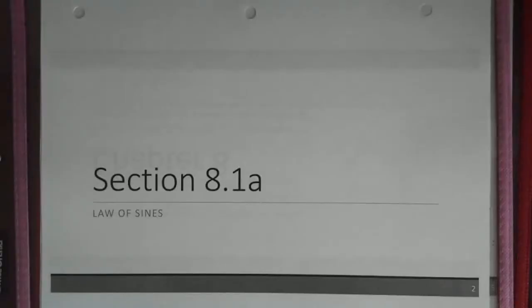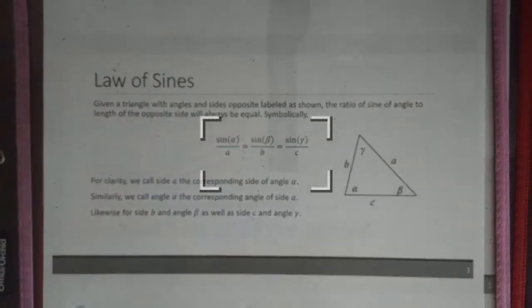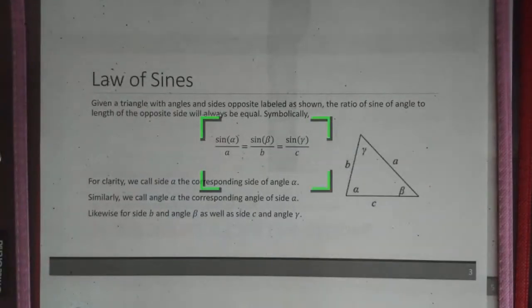In this video, we'll be looking at section 8.1, which covers the law of sines. The law of sines is a way that's going to help us solve triangles. If we are given a triangle with angles and sides opposite labeled as shown, the ratio of the sine of the angle to the length of the opposite side will always be equal.